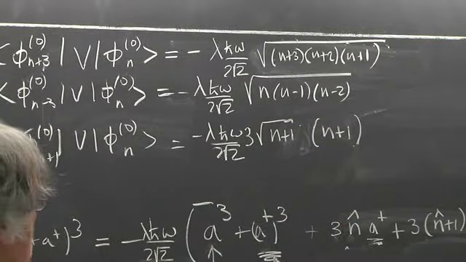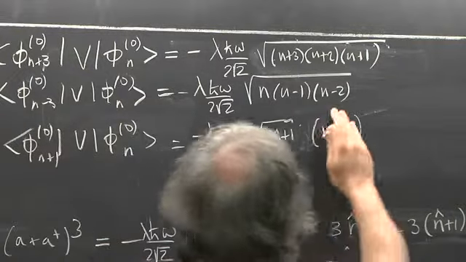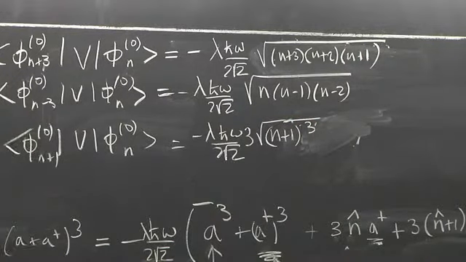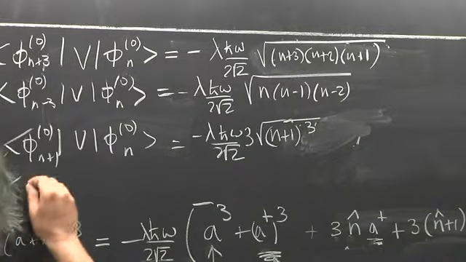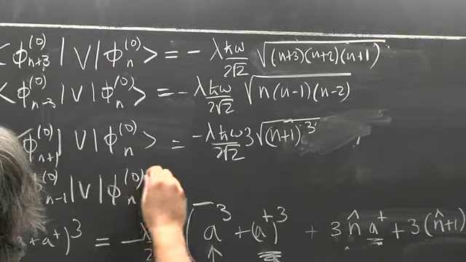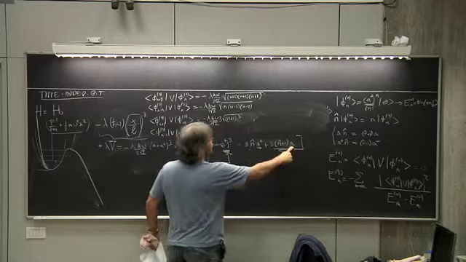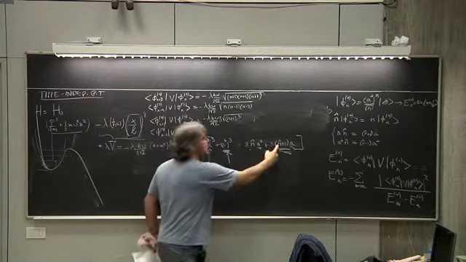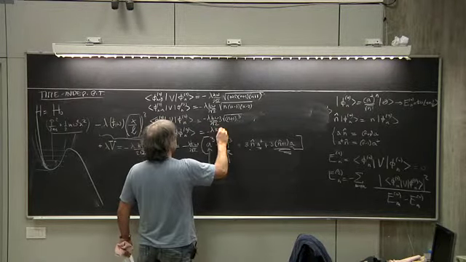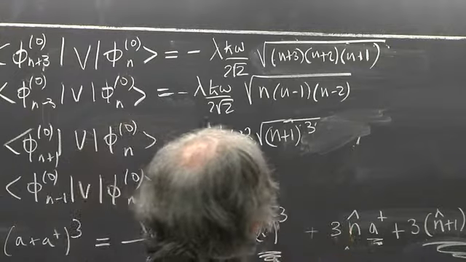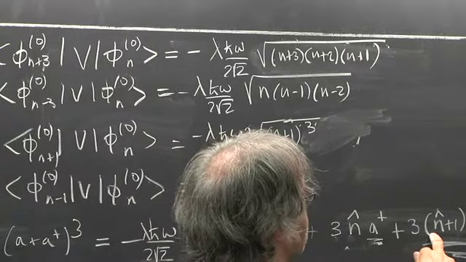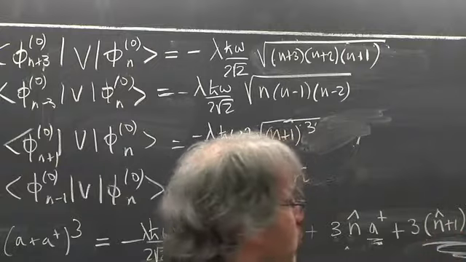Okay. Which you can write also as square root, if you want, of n cubed. It's the same thing. And finally, I have the other one, phi 0 n minus 1, phi 0 n. This time due to this term. This first destroys, so it gets n minus 1. Then this counts. And then I multiply by 3. So minus lambda h bar over 2 square root of 2. You first destroy, you get a square root of n. Then you get n minus 1. You count n plus 1 on an n minus 1.